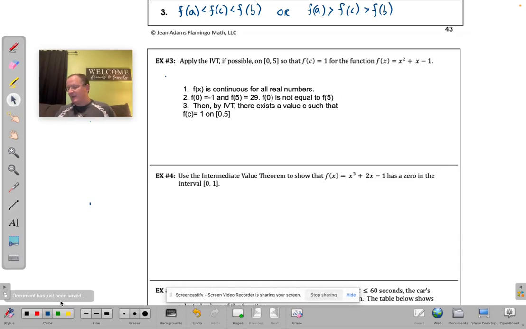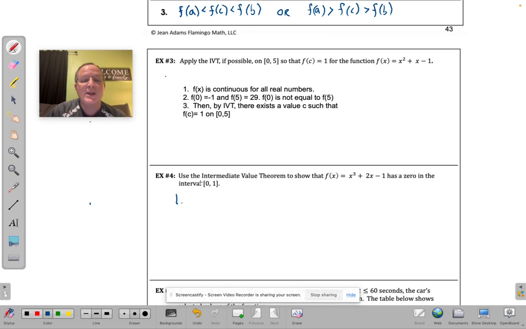Now, the next thing is let's try this on another one. We're showing that it has a 0. So this time all I need to do is show that you've got a 0. It's the same thing. It's just that this time instead of trying to find 1, we're trying to find 0. So we just need to make sure that 0 is in between the two y values. This time I think I'll write it.